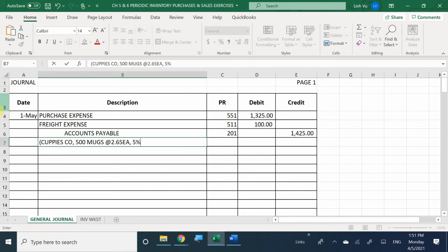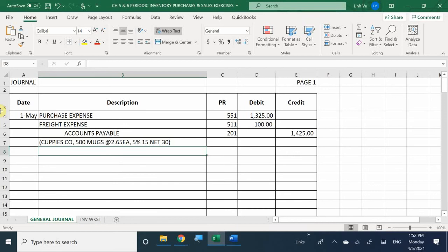15% off in the first 15 days, and net 30. Good. So I'm going to put that there just so that it reminds me that this person gave me terms. That means if I pay within 15 days, at least I know I get a 5% discount. Okay? So there you go.